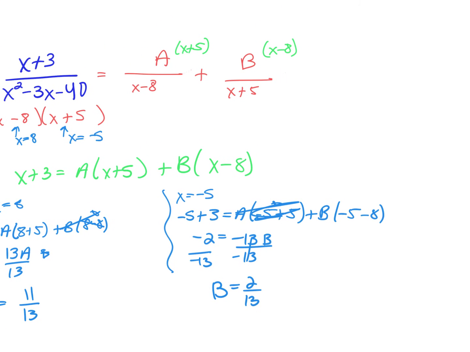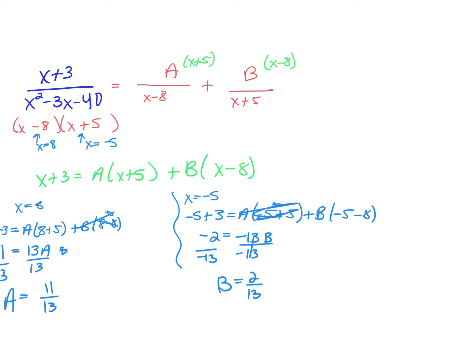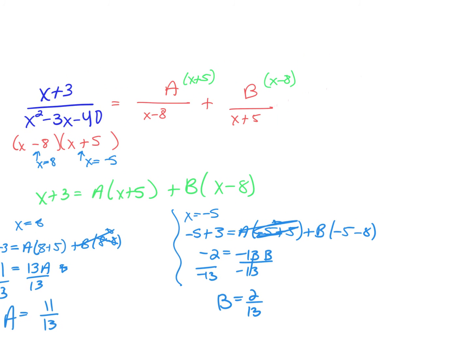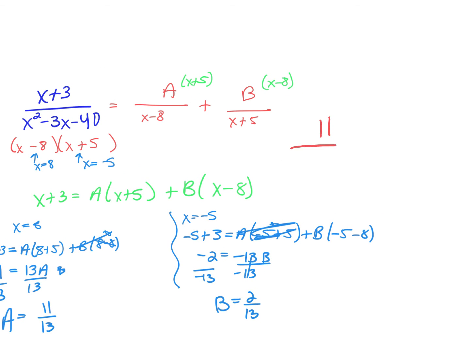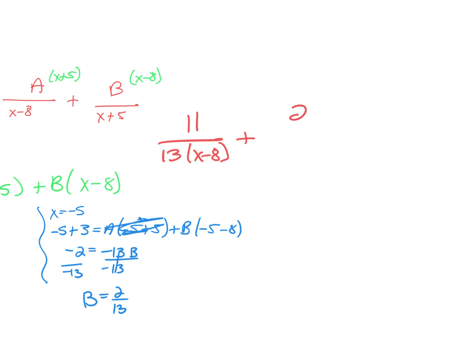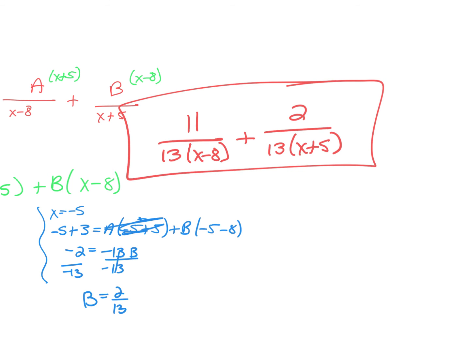So if you notice here, I have fractions, which, like I said a second ago, when you have a fraction, the numerator goes to the numerator and you put the denominator number in front of the binomial. So my a term was 11 over 13. So it's 11 over 13 times x minus 8, plus b is 2/13, so 2 over 13 times x plus 5. And there is your partial fraction decomposition.